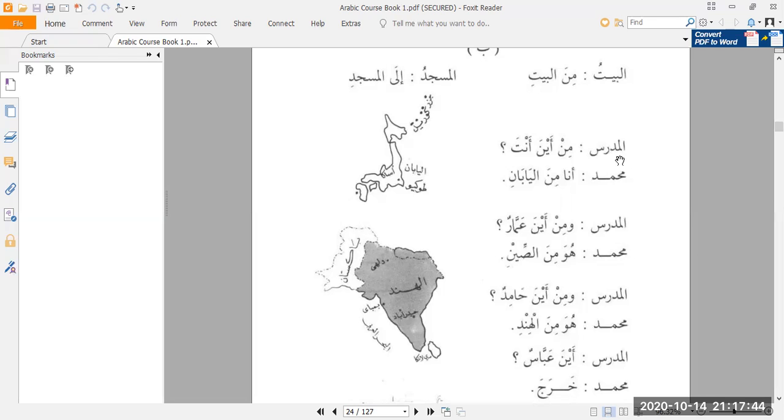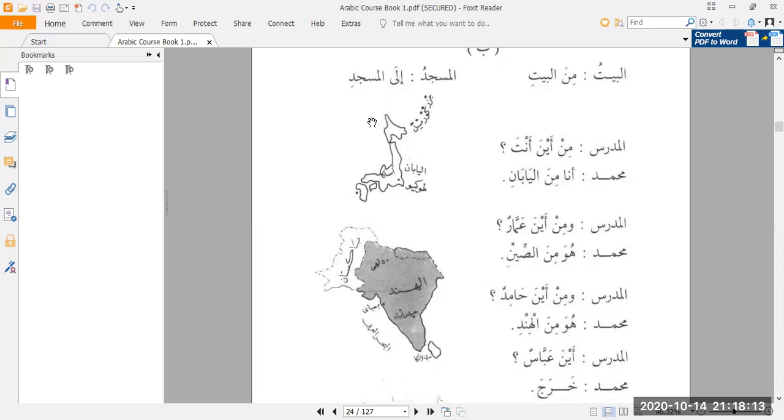So al-mudarrisu and Muhammadun. Muhammadun says, Ana min al-yabani. It's not pronounced as ana, but ana. The alif here is silent. So ana min al-yabani. Ana meaning I, min from, al-yabani, Japan. So ana min al-yabani, I am from Japan.